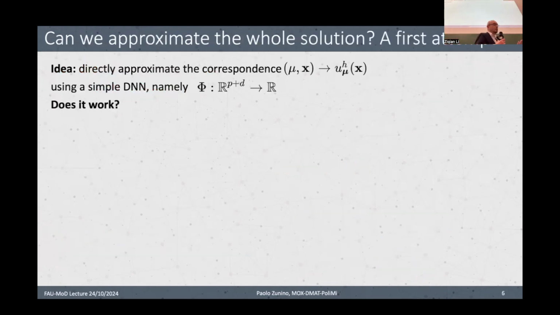So we attempted to do this in quite a simple way. For example, by taking one of these equations and considering the solution at one single point. So basically, we want to approximate a simple mapping from the parameter space plus the number of space dimensions to R, because R is indeed the set where the actual solution of a scalar problem is defined. It seems to be an easy problem to be approximated by a neural network.